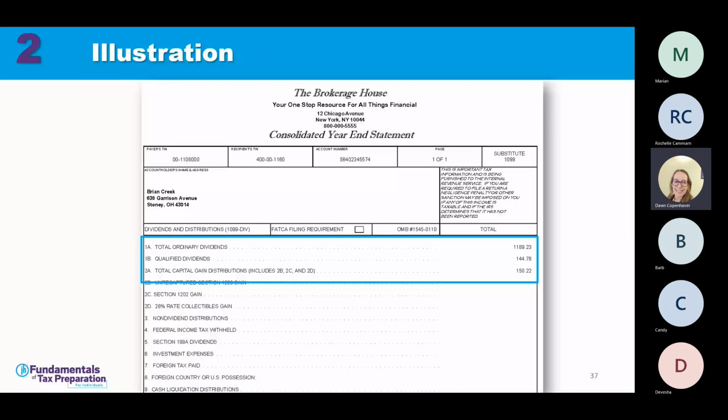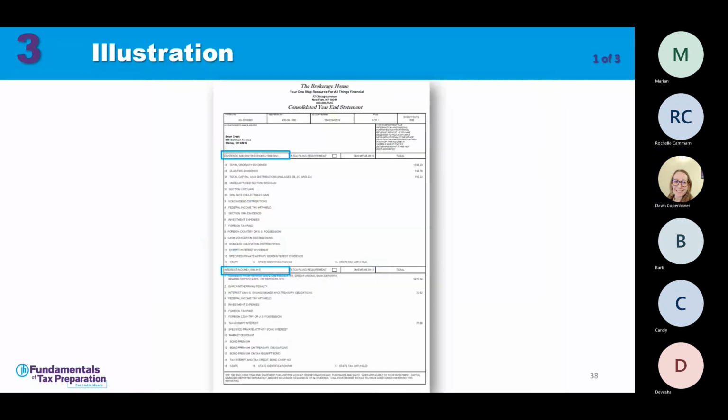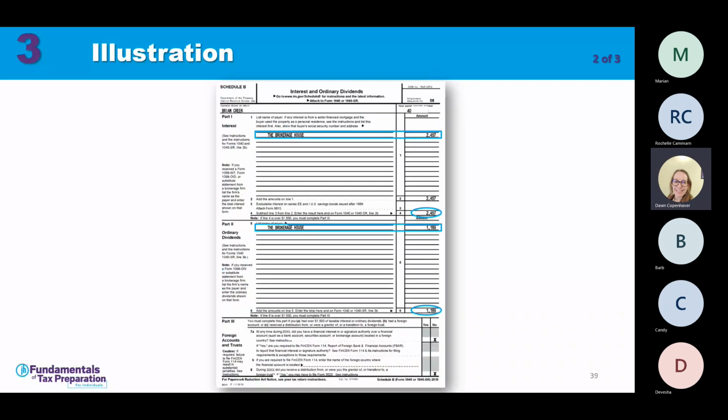And here's an example of a brokerage statement. It has the 1099 dividend listed on it with the information that you need: ordinary dividends, qualified dividends, capital gain distributions. And again, see the lines match up with what would have been the boxes on the 1099 DIV form. And down at the bottom, it has the substitute 1099 interest statement as well, with the different types of interest that we talked about. And here's how that carries on to the Schedule B.